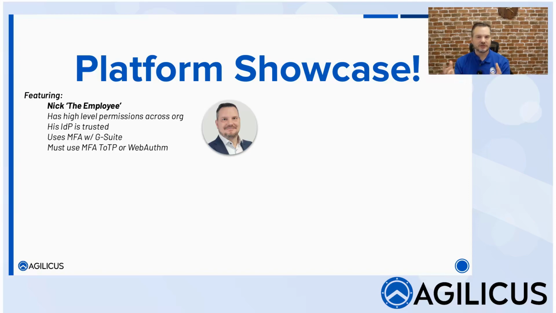So the first one, let's call him Nick, the employee. Nick works for the organization where the resources are located. He's got high-level permissions internally on the network when he's at work. His IDP or identity provider is the organization's own, let's say Office 365 or Google G Suite, and it is trusted.